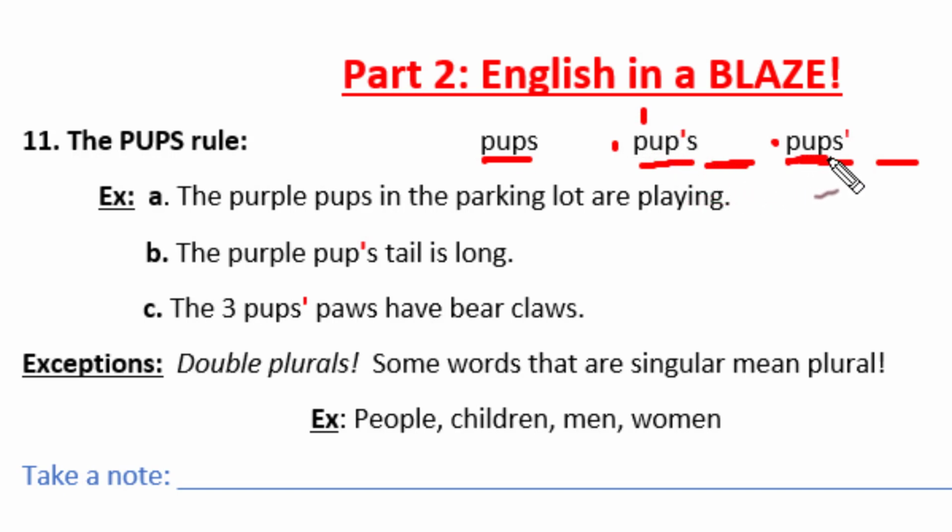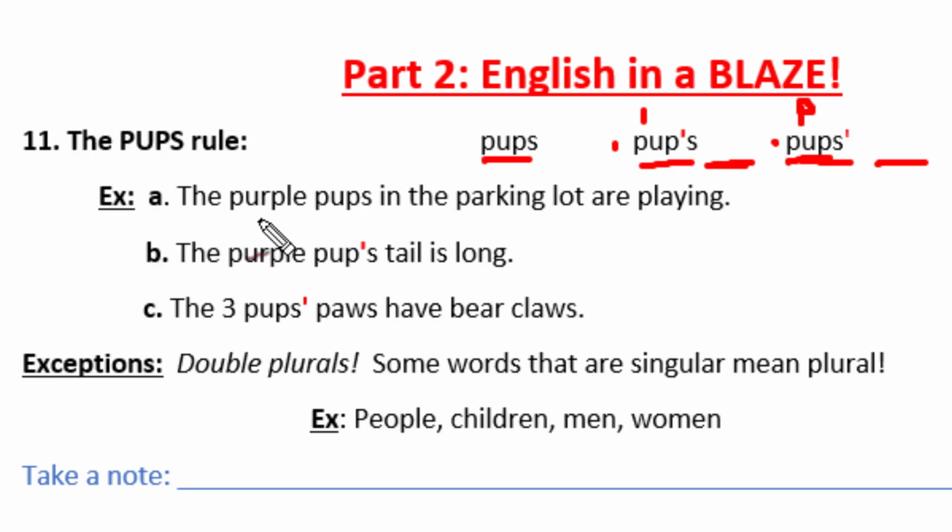Over here, it's the pups' paws are brown. I put my finger over the mini name tag. I see to the left, it says pups. That's plural, 2 or more. The pups' paws are brown. More than one pup owns the paws. Plural possessive, singular possessive, no possessive, dealing with an apostrophe like a mini name tag. Let's take a look at the examples.